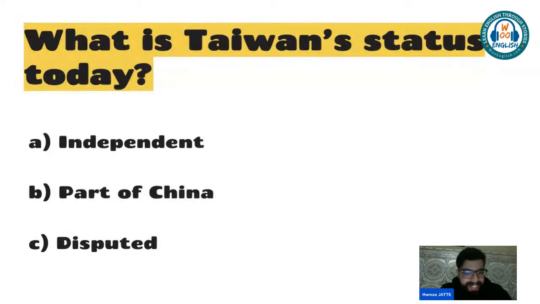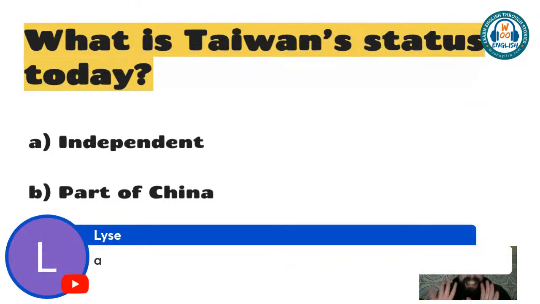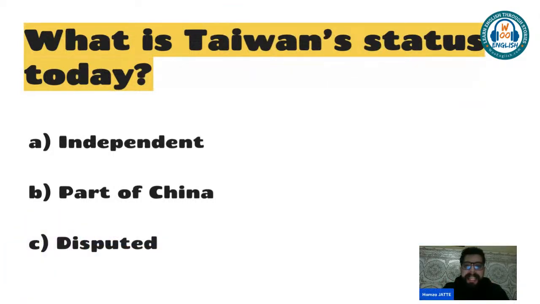What do you think is the political or legal status of Taiwan? Liz says it's A, meaning that it's an independent state. Let me see if I can find for you a map of Taiwan. There are disputes, by the way, all right? So there is no correct answer here, I think, almost.